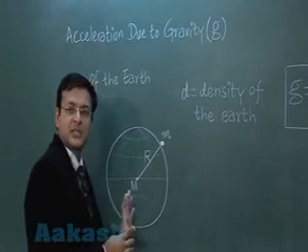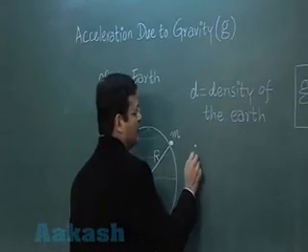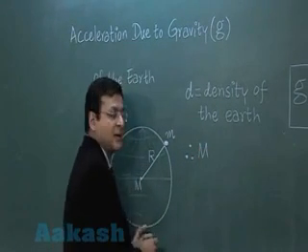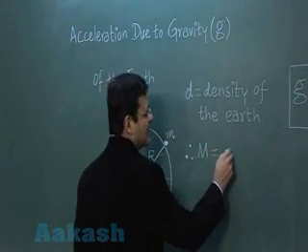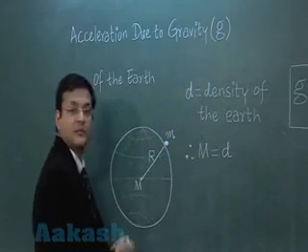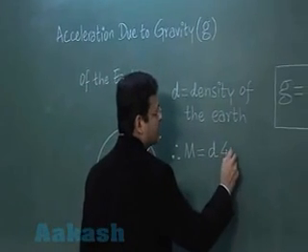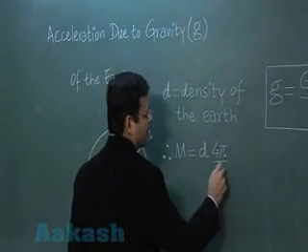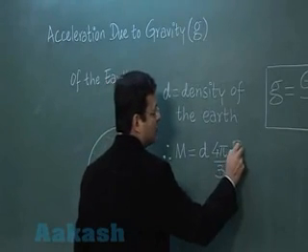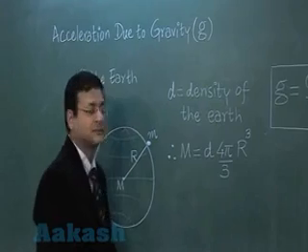This earth is being treated as a solid sphere. So if you want to express the total mass of this earth, capital M, then this is nothing but density into volume. Density into the volume of this earth. What is the volume of this earth? Volume is, for a solid sphere, 4 pi by 3 into r cube. This is the total mass of the earth.